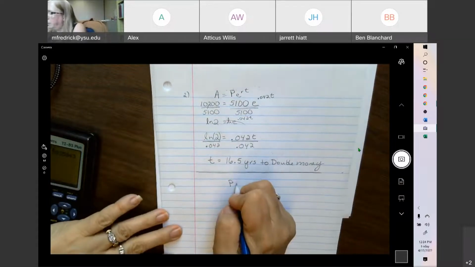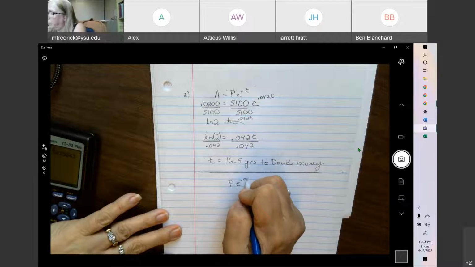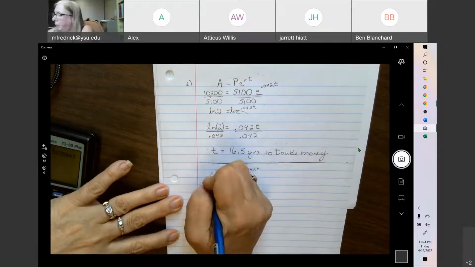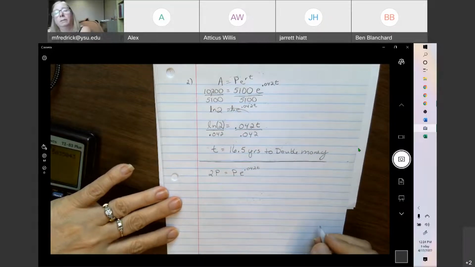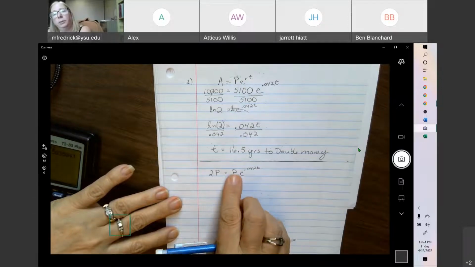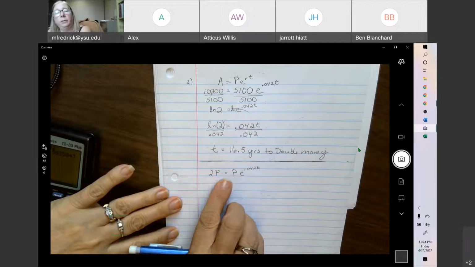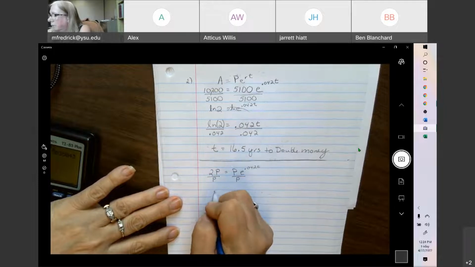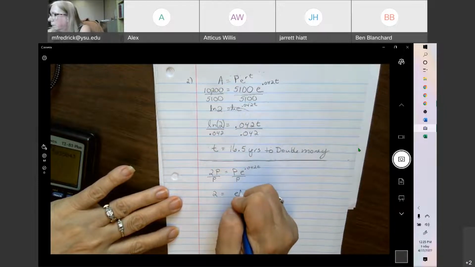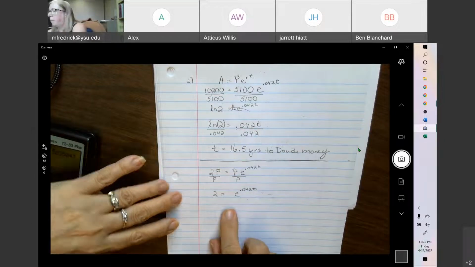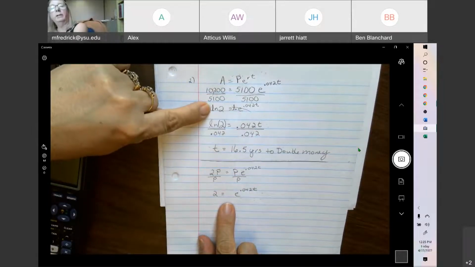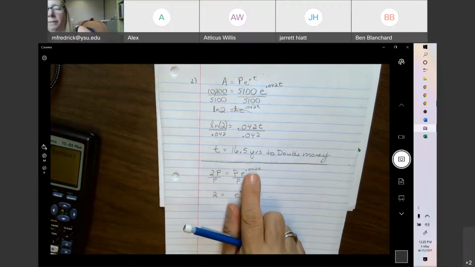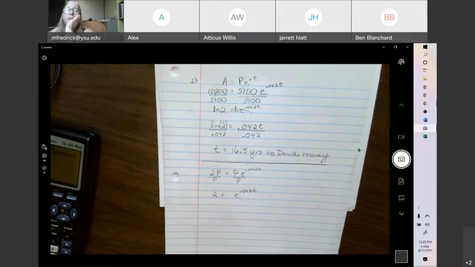If we leave it as P and put our rate 0.042T, whatever this is, at the end, we will have twice that. So this is your starting amount. At the end, we want to double it, so we want twice it. If we divide by the P, notice this equation is the same as what we had here. So you will always get 16.5 for that percent. Any questions on that?